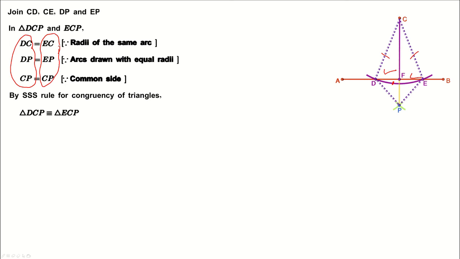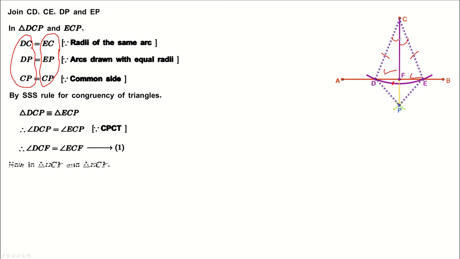In two congruent triangles, corresponding sides, corresponding angles must be equal. So, we need this angle. Angle DCP equals angle ECP. These angles can also be named as angle DCF and angle ECF. Let us name this as equation 1.